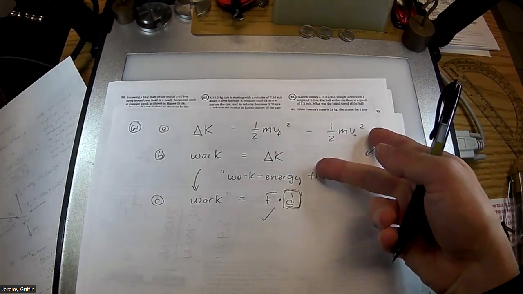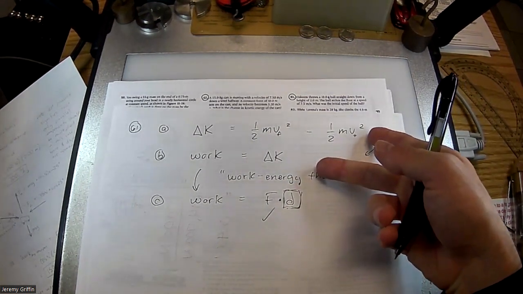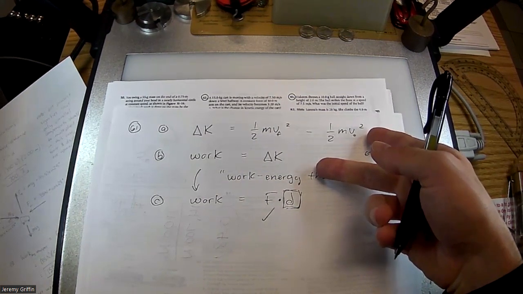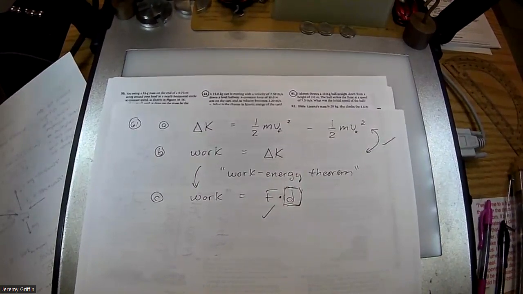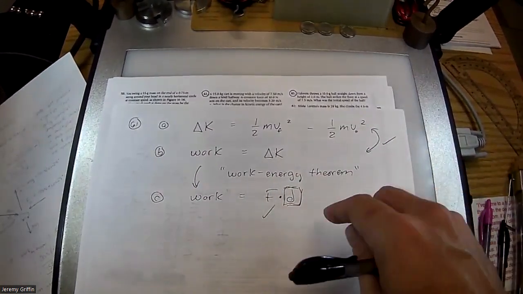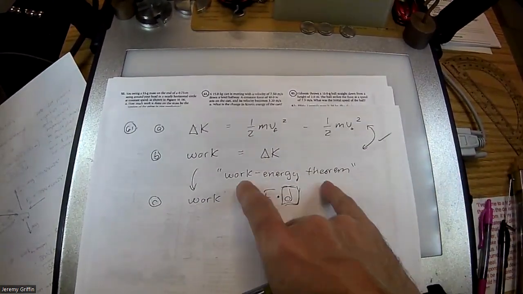But that's the same question as the first question, right? Because the change in kinetic energy is the work done on the cart. The work done on the cart all transfers into the change in kinetic energy, especially since there's no height change, so you don't have to worry about potential energy. It's called the work-energy theorem.